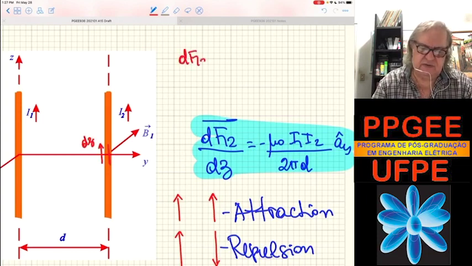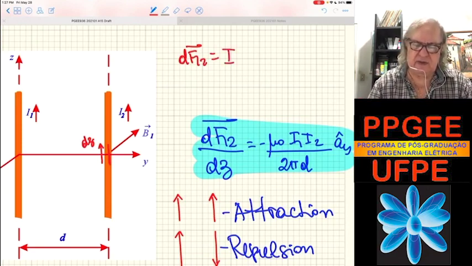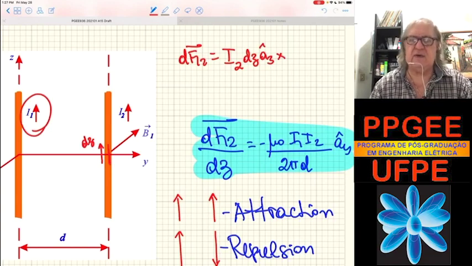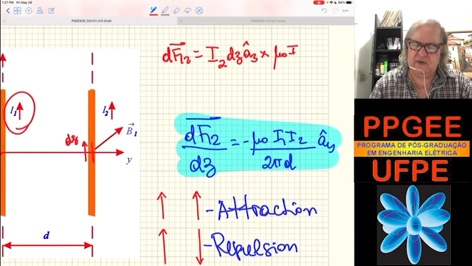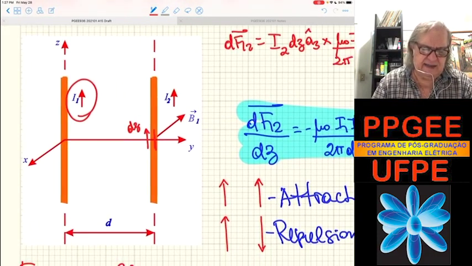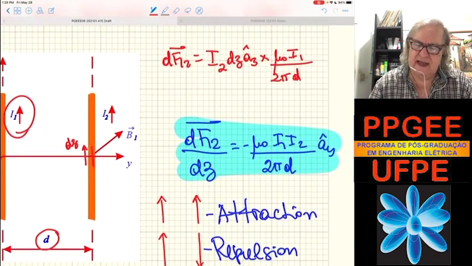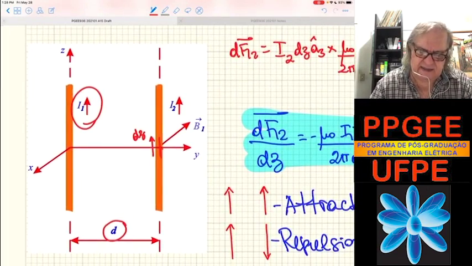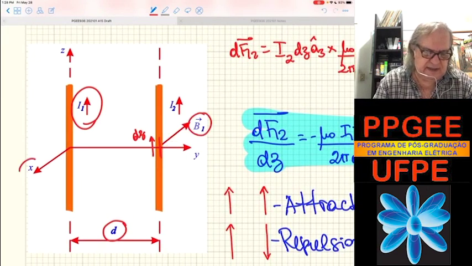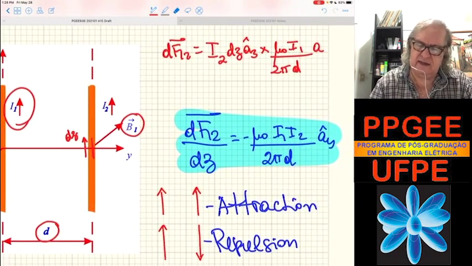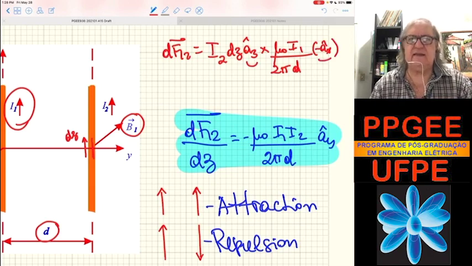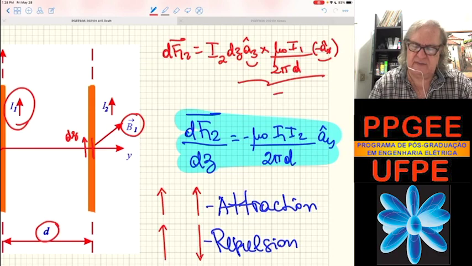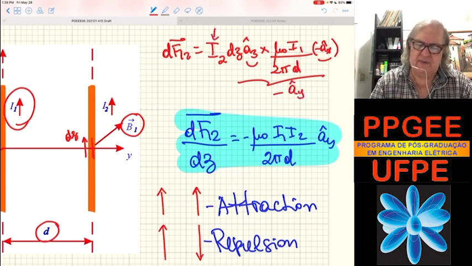So the force dF12, according to our experimental law, is I2 dz az cross B1, which we already calculated, which is mu0 I1 divided by 2 pi R, in this case the distance d, times a phi. That's the direction of the field, which is along the minus x direction, right? So we would have here minus ax. So we have az with minus ax, which is minus ay. So the vector direction here is going to be minus ay. So we're going to have the product I1, I2, dz, and the distance d.